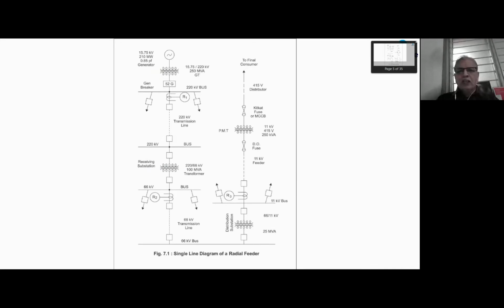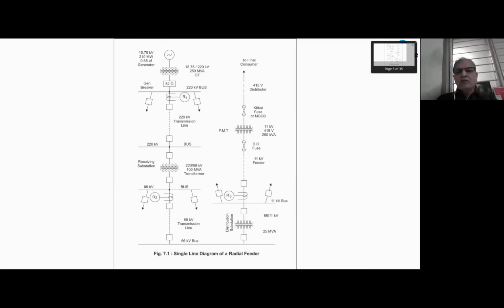So if there is a fault in 415 volt distributor, MCCB will clear the fault. By chance, if MCCB fails, then there has to be backup, because there can be a fault in line, there can be a fault in MCCB itself, there can be a fault in relay also, there can be a fault in circuit breaker also, there can be a fault in CT also. It may not faithfully transform. So one has to assume, one has to predict a fault in protective relaying system itself.